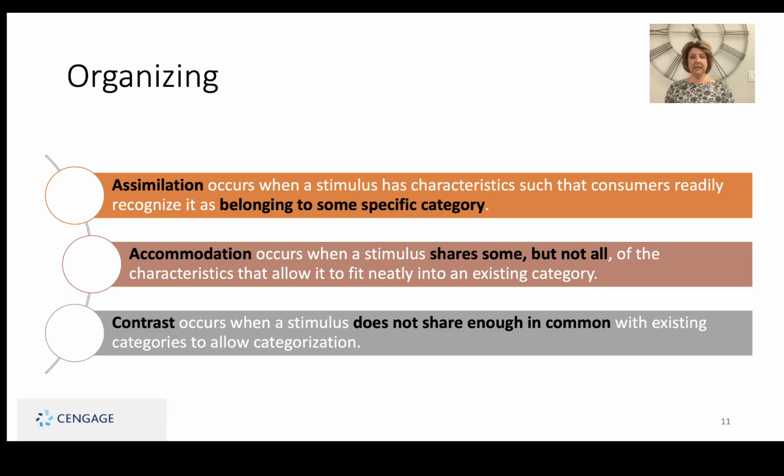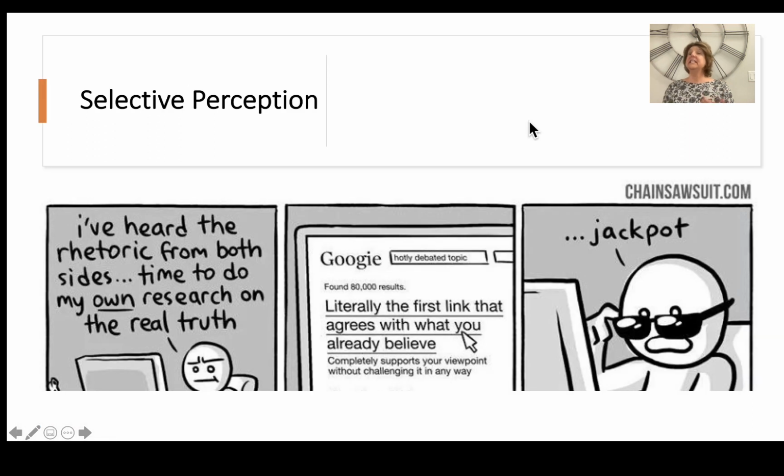So organizing has 3 principles. Remember, we take the stimuli and cognitively we assimilate it, or we're trying to assimilate it into a specific category that we understand. Accommodating is there's some similarities, but not a whole lot. And then contrasting is it doesn't share anything in common. So you could say, we are different then. So we're alike, we're somewhat alike, or we're very different. So those are 3 ways that we can help consumers organize in their heads.